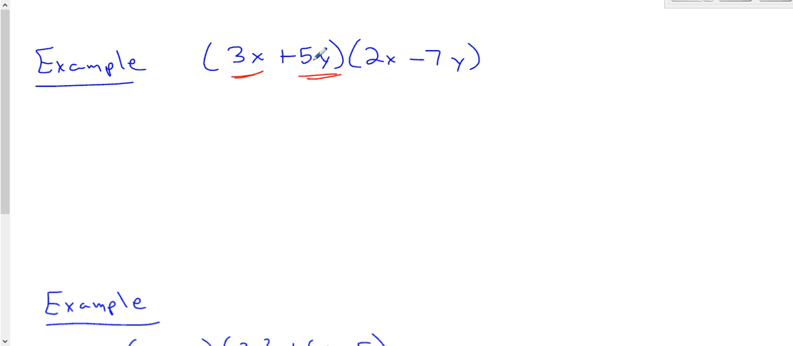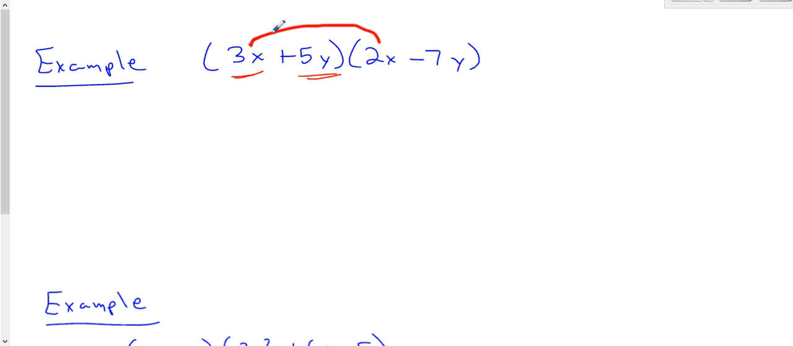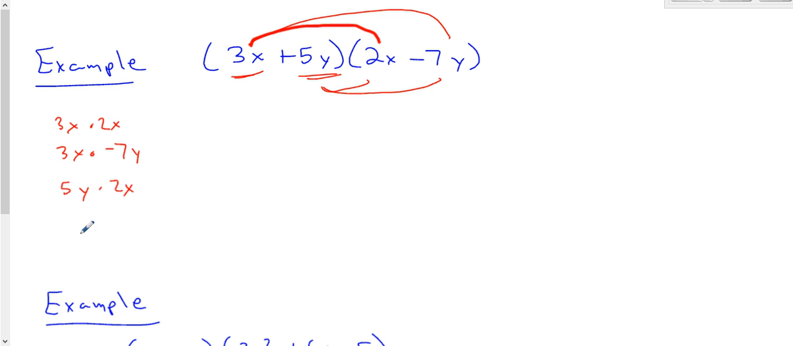You have two terms in this first polynomial that need to be distributed to the two terms of the second polynomial. So you're going to take the 3x, you're going to multiply it by the 2x there. Let me grab the thinner marker here. And you're going to multiply 3x times the negative 7y. So 3x times 2x and 3x times the negative 7y. You are also multiplying 5y times 2x, also the 5y times the negative 7y.